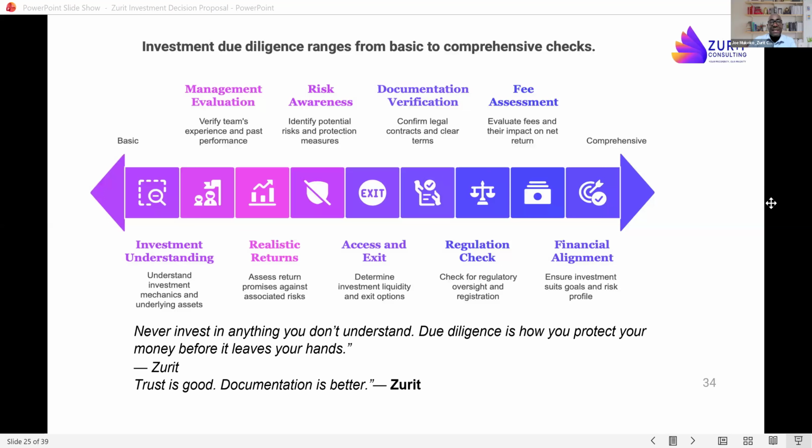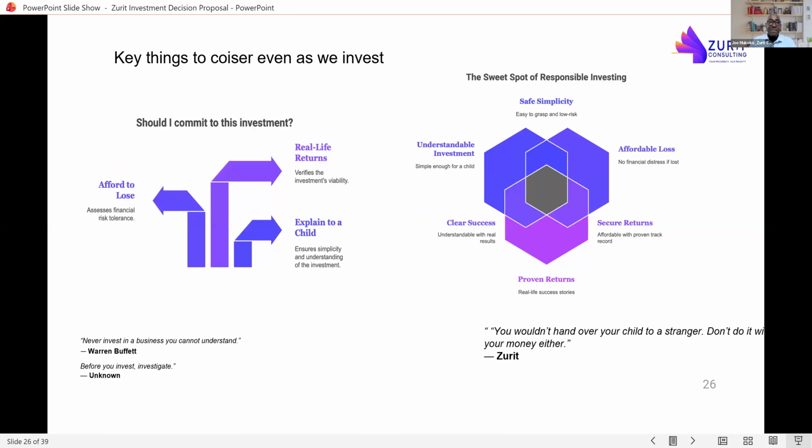Also, don't invest in something that will give you sleepless nights, where every morning when you wake up, you go to check in the bank: is my money there? Investment should give you peace of mind. So remember, due diligence is how you and I will protect our capital before it leaves our hands.